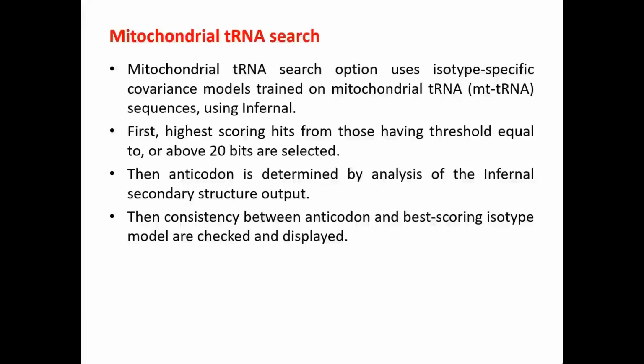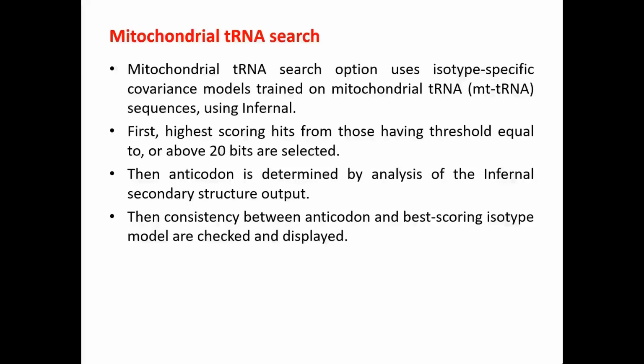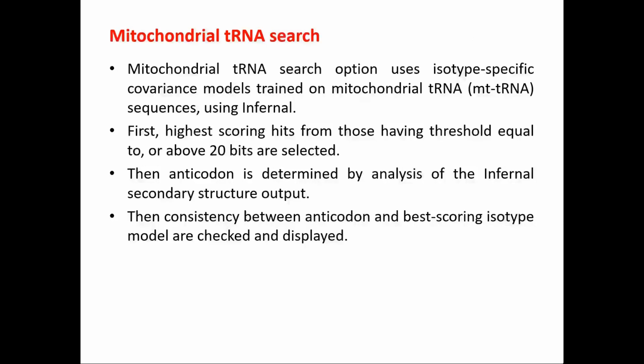Next, about mitochondrial tRNA search. When we submit a mitochondrial DNA sequence and specify it in the setting options, then Infernal does a search which uses isotype specific covariance models trained on mitochondrial tRNA sequences. First, the highest scoring hits, from those having a threshold equal to or above 20 bits, are selected, and then the anticodon is determined by analysis of the Infernal secondary structure output. The consistency between the anticodon and the best scoring isotype models is checked and then displayed.